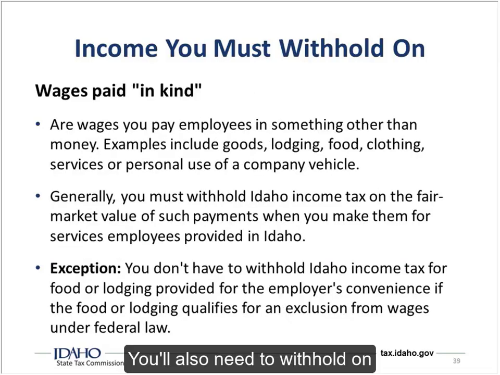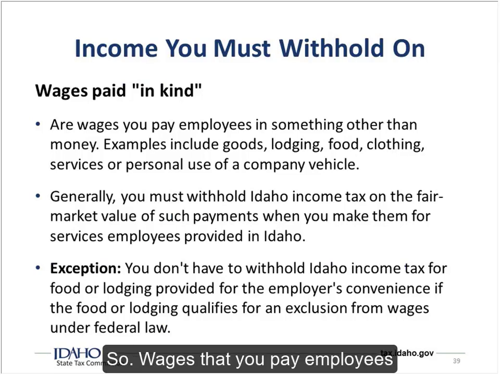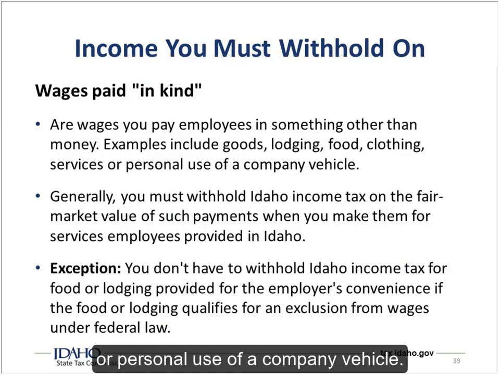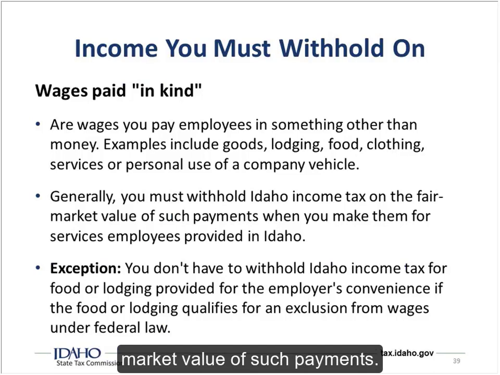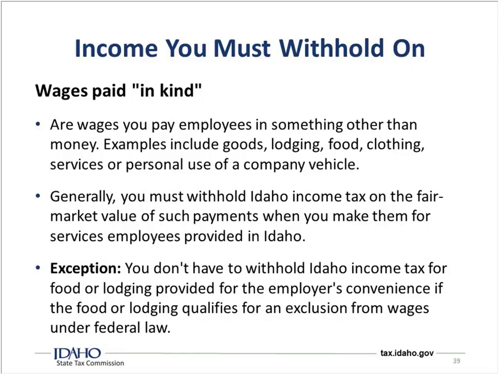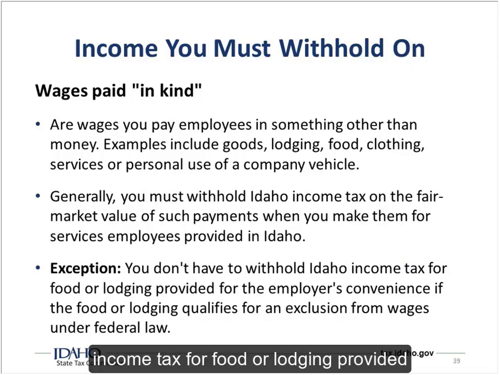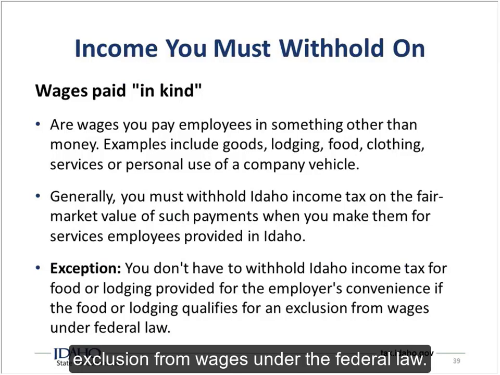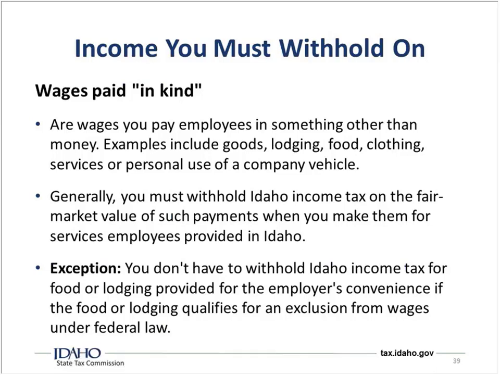You'll also need to withhold on wages that were paid in kind. So, wages that you pay employees as something other than money. So things like goods, lodging, food, clothing, services, or personal use of a company vehicle. Generally speaking, you have to withhold Idaho income tax on the fair market value of such payments. You don't have to withhold Idaho income tax for food or lodging provided for the employer's convenience if the food or lodging qualifies for an exclusion from wages under federal law. Questions on that?